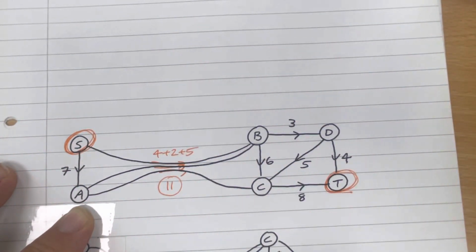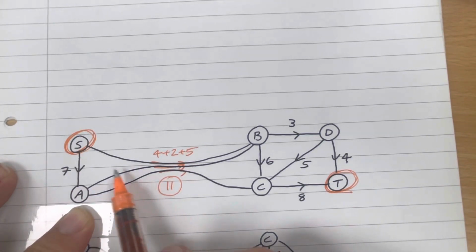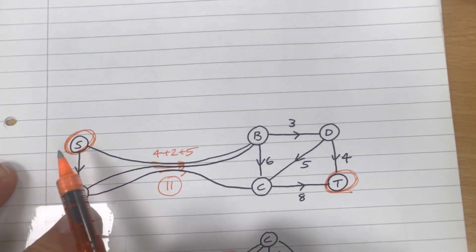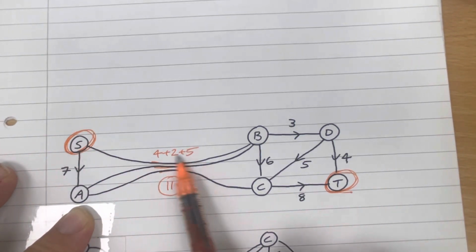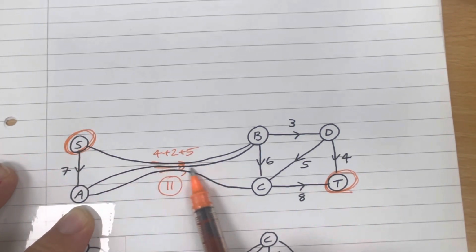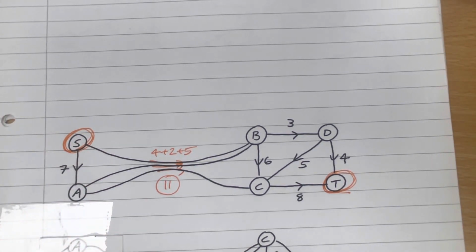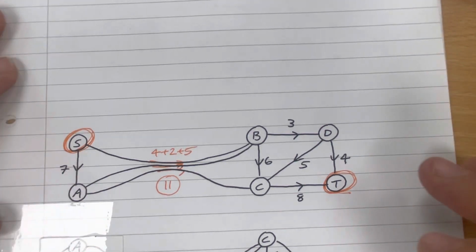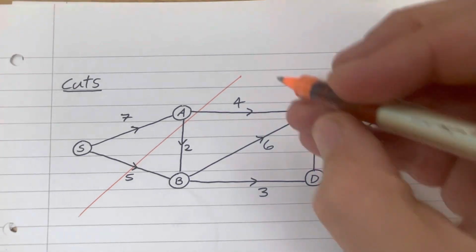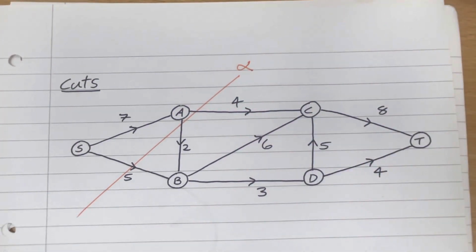I can't push any more through it because, like I've said, all flow from the source to the sink has to pass through these three pipes, and the maximum capacity of these three pipes in total is 11. So we know that I cannot push more than 11 units of flow through this network because of this cut. Now I'm going to describe this cut as being cut alpha, and we tend to use alpha, beta, and gamma to represent cuts. But that's not the only place I could cut it.